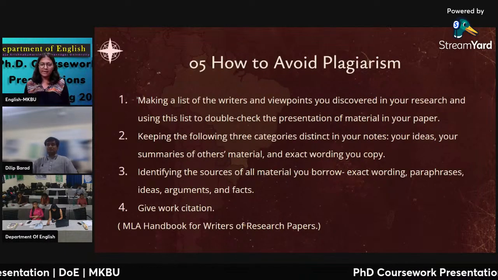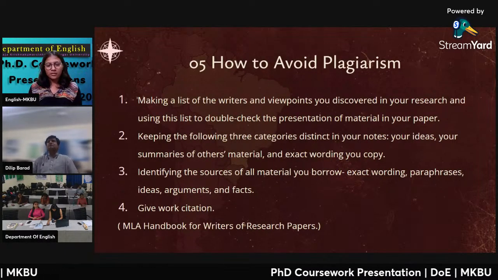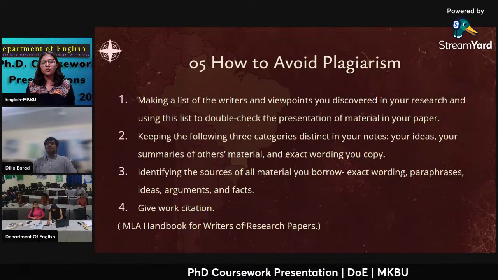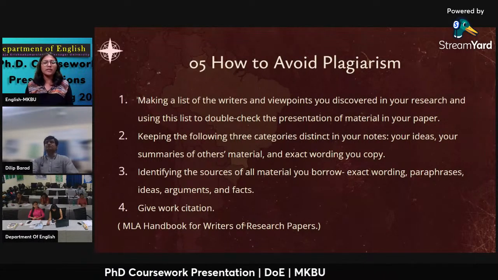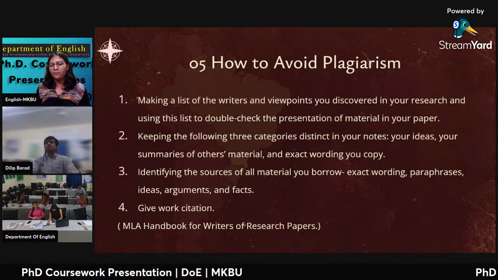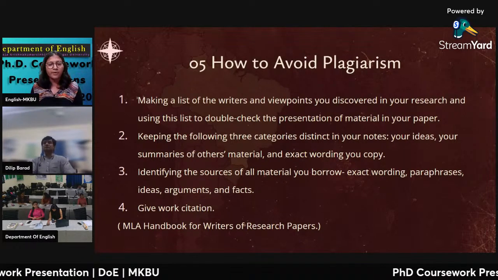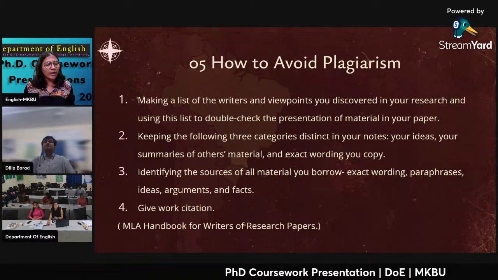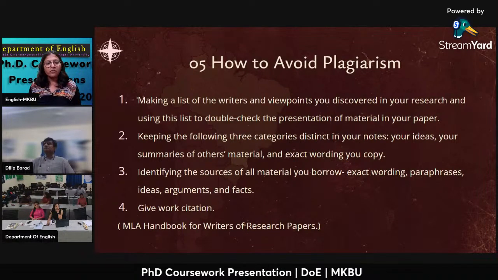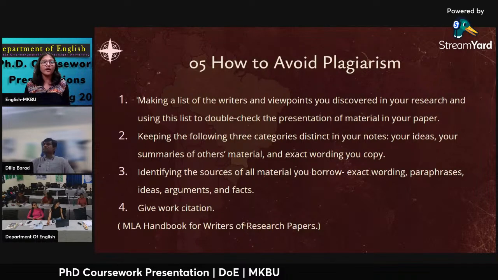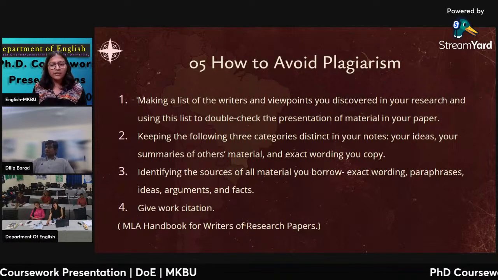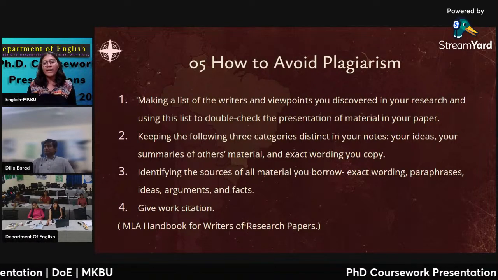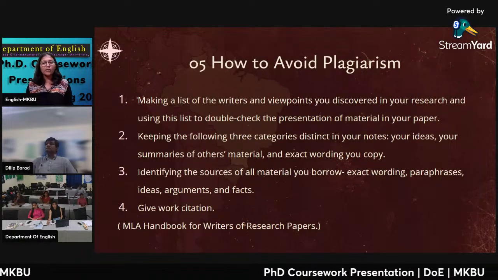So how to avoid plagiarism? Make a list of the writers and viewpoints you discover in your research, and use the list to double check the presentation of the material in your paper. Keep the following three categories distinct in your notes: your ideas, your summaries of others' material, and exact words you copied. Identify the source of all material you borrow: exact words, paraphrasing, ideas, arguments, and facts.